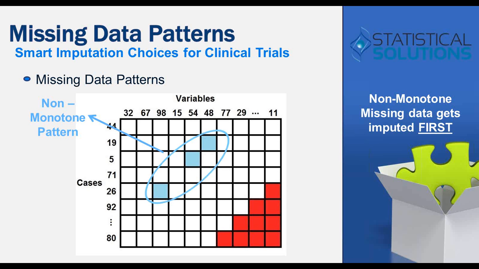So these blue outlying missing data points, these are what we call non-monotone pattern. These can't be grouped together or clustered together with any other missing data points to cause a bunch like there in the bottom right hand corner. And what Solas does in this case is it actually imputes those values first, so that you have as much information as possible to tackle the red missing data pattern there, where there is quite a lot of missings.